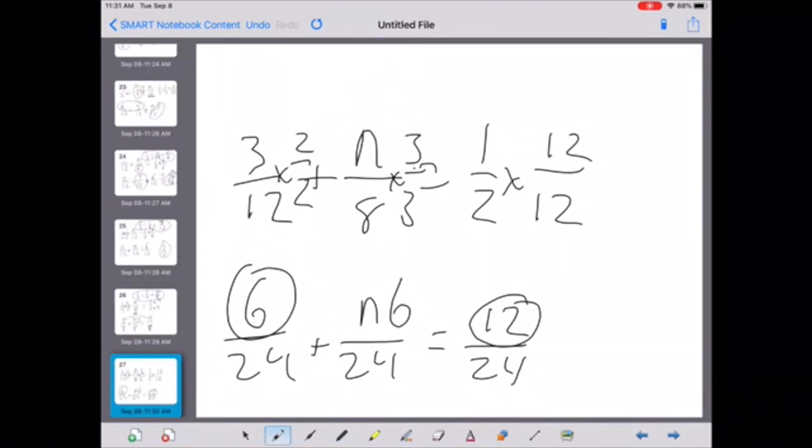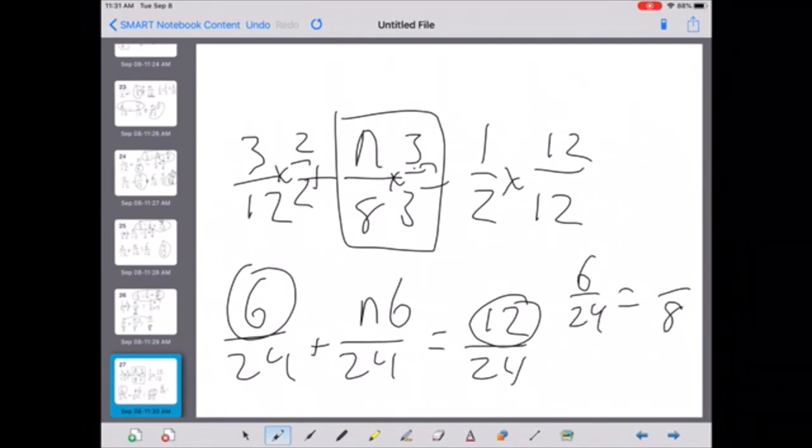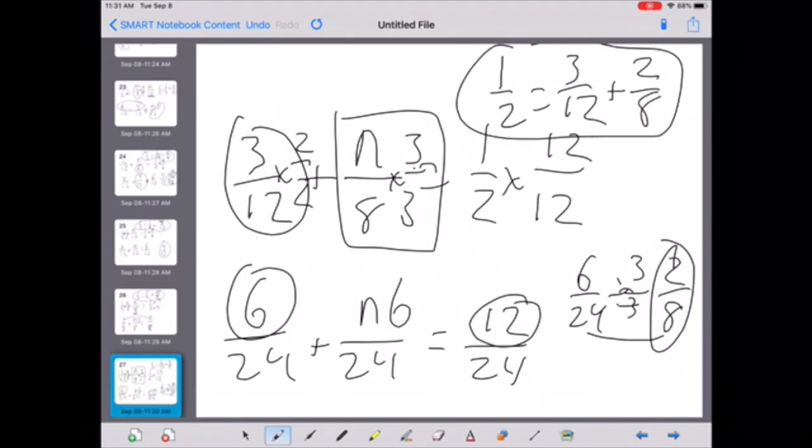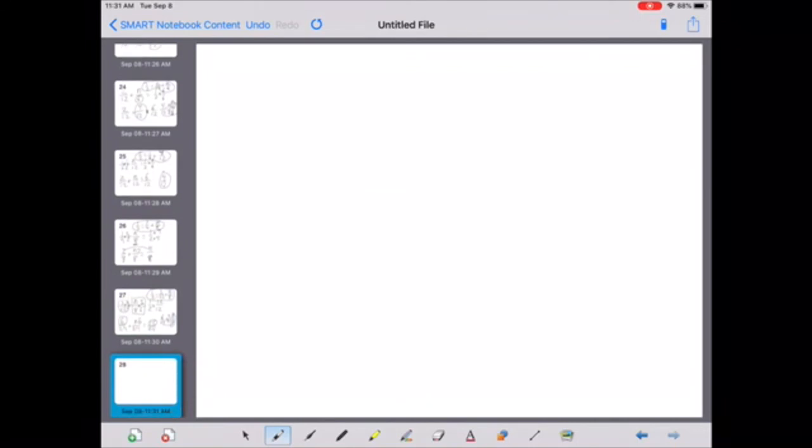But remember, I took that number times 3, so I do the opposite now to go backwards down to 8ths. So 6 24ths equals how many 8ths? How did I get from 24 to 8? I divided by 3. Divide by 3 on the top gives me a 2. So now your problem to solve it said 1/2 equaled what? It equaled the 3 12ths plus the 2/8. Your answer for that one.